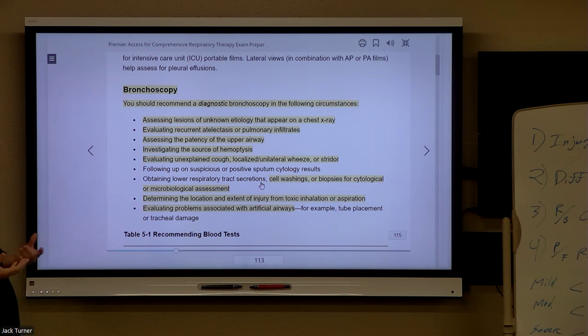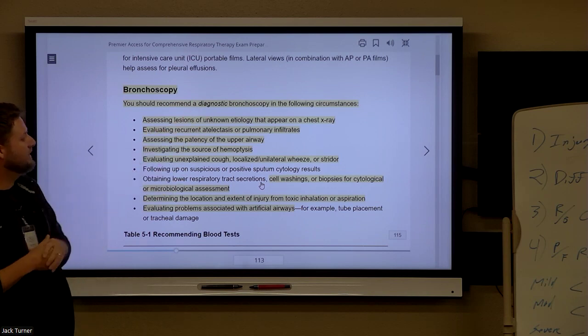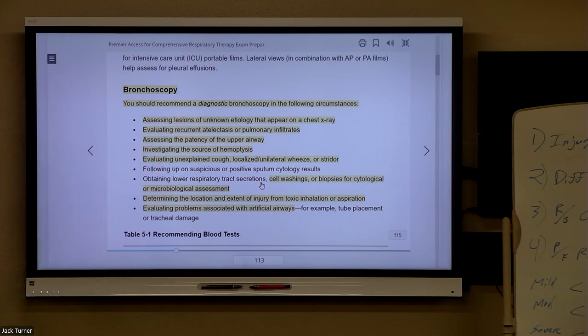If somebody has a weird cough, unilateral wheeze, or stridor, and we think they may have inhaled a foreign object, we're going to go ahead and look with the bronch. Anytime we want to do cellular washing or biopsies, the things you would straight up think of for diagnostic, for diagnosing pathology and cytology issues and sending that off to the lab. And again, we talked about this earlier, but toxic inhalation or aspiration of something that may cause burning in the lungs and throat, and then to evaluate any problems you might have with a trach or an ET tube. So that would be diagnostic. That's when I would order a diagnostic bronch.